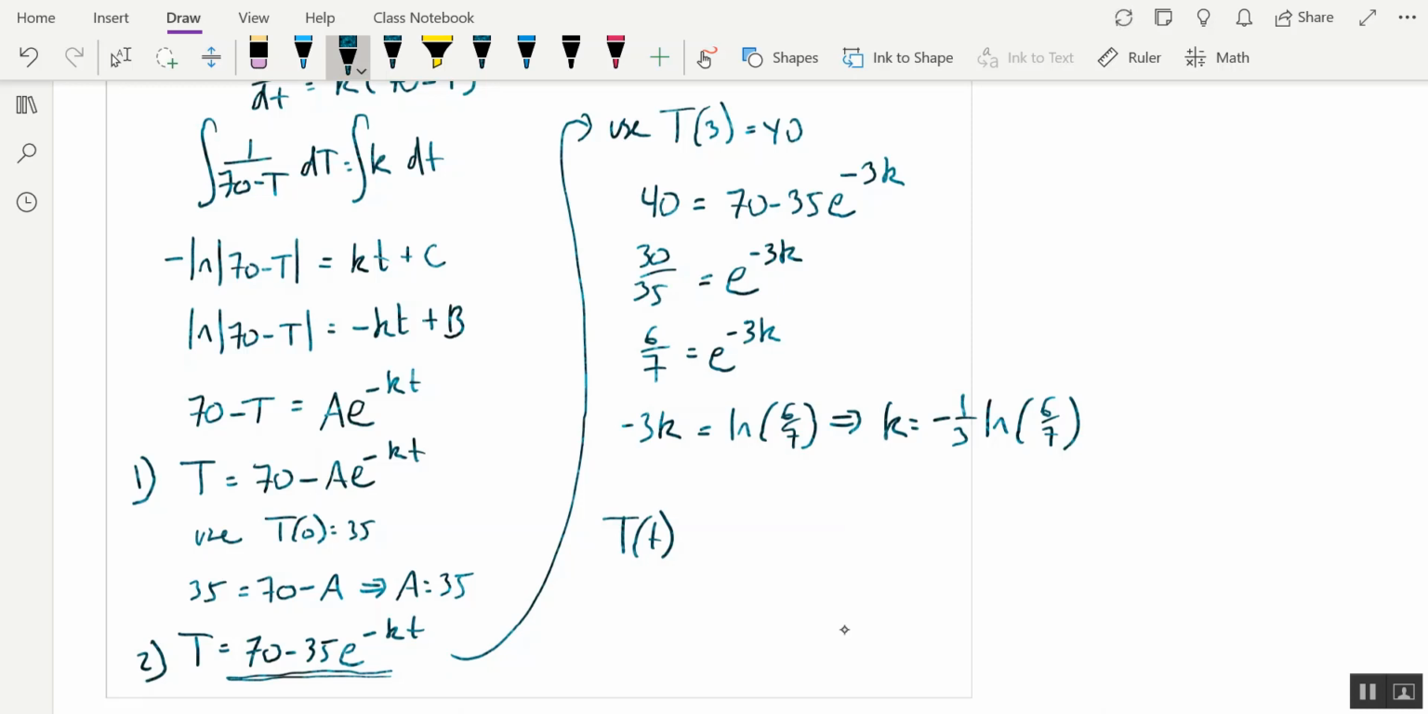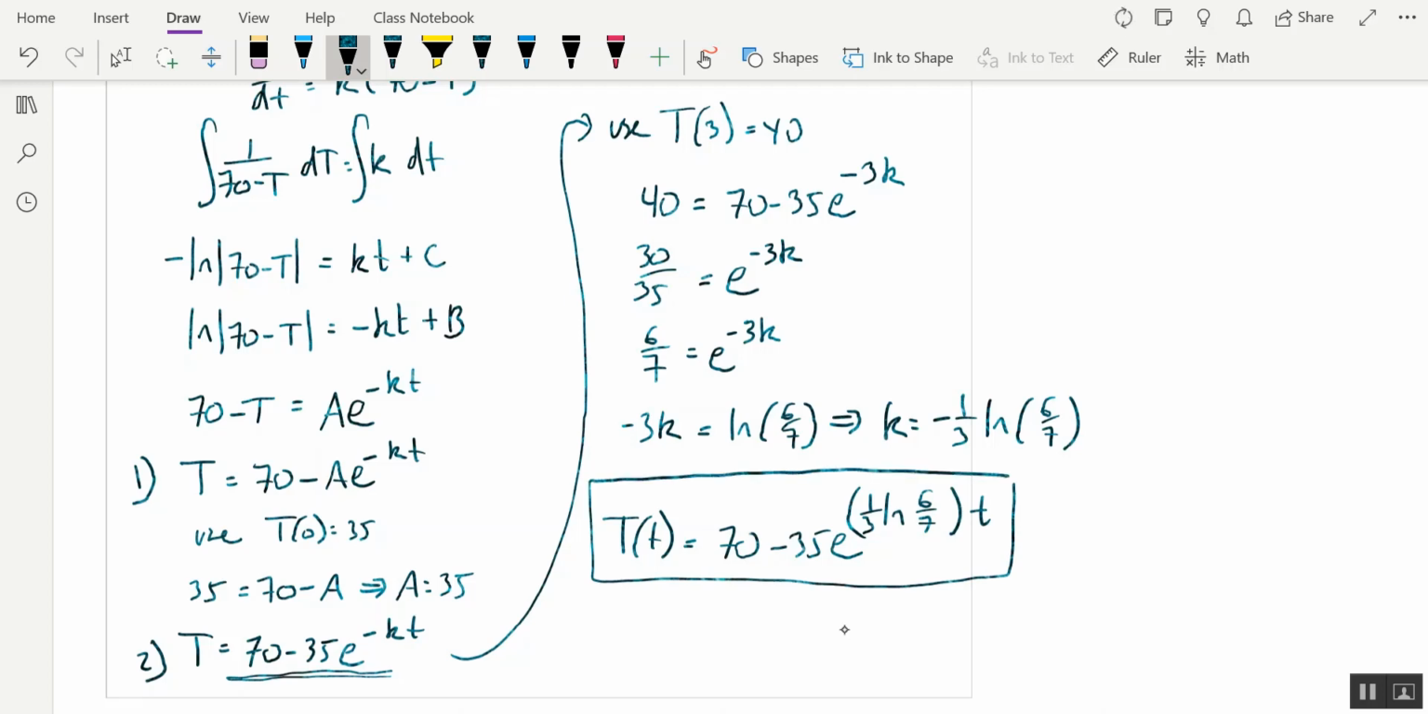Since k is negative, this will turn out to be positive. So T is 70 minus 35 e to the positive 1/3 ln of 6 over 7, and that's all times t. And that gives us the temperature of our beverage at any time. And that is the end of this section.